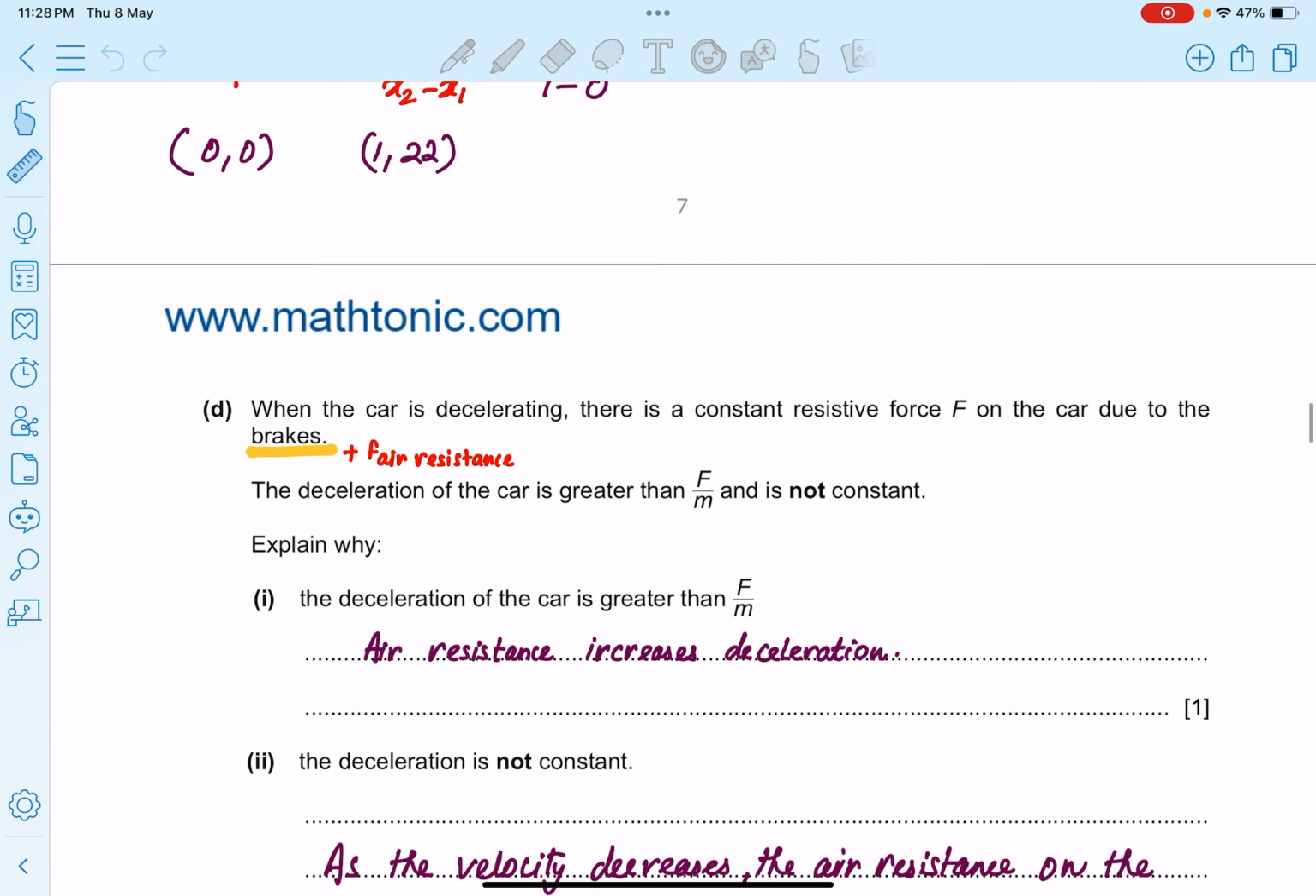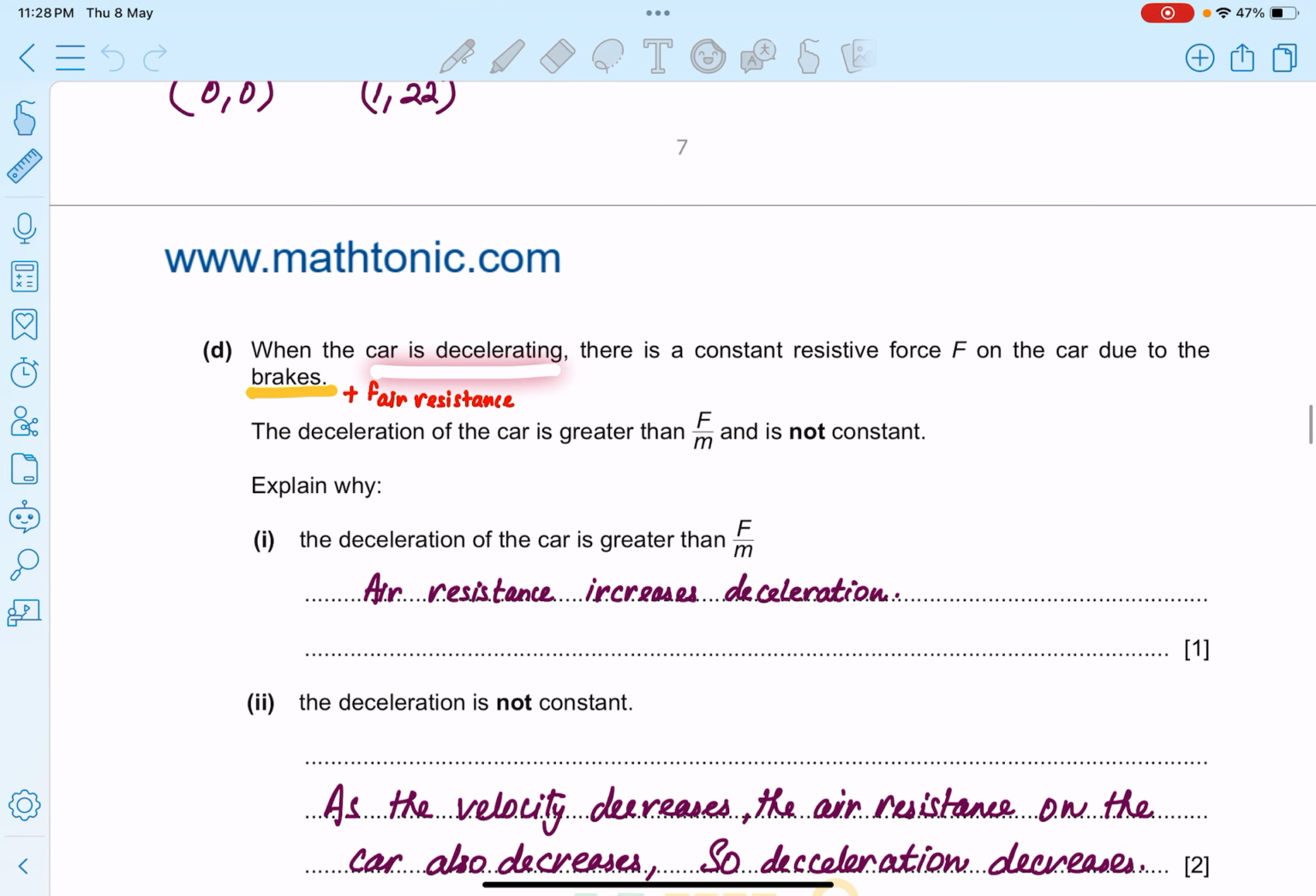Next question: given that when the car is decelerating, there is a constant resistive force F on the car due to brakes, the deceleration of the car is greater than force over mass and is not constant. Explain why. The deceleration of the car is greater than force over mass, or we can say F over m.